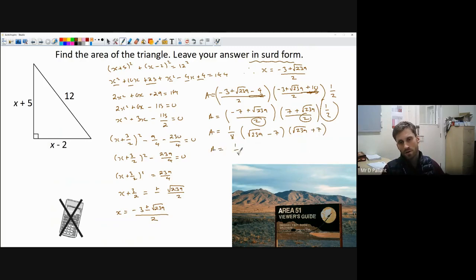So root 239 times root 239 is, of course, 239. And then we'll have plus 7 root 239 minus 7 root 239, which, of course, will just cancel out, minus 49, which will be, well, 239 minus 49 is 190. So we've got 190 divided by 8, which of course is the same as 95/4 units squared.